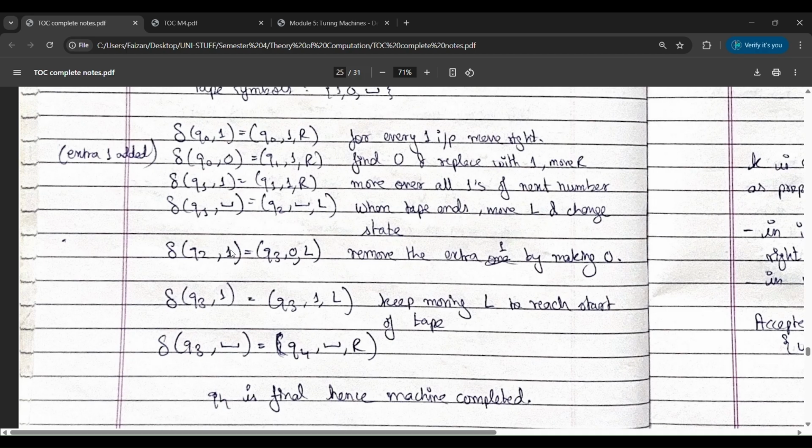So at q2, when you encounter the last one, you are going to go to q3 and change it to 0. Again move left, and then from q3 for every one you keep moving left until you reach the start of the tape. This is just resetting the position so that when you read it again, you know you're reading the number from the beginning of the string.